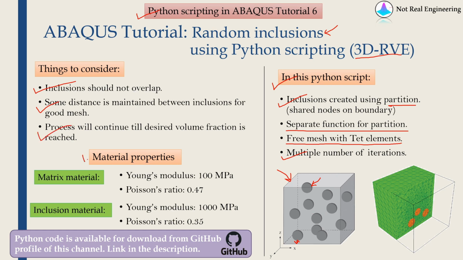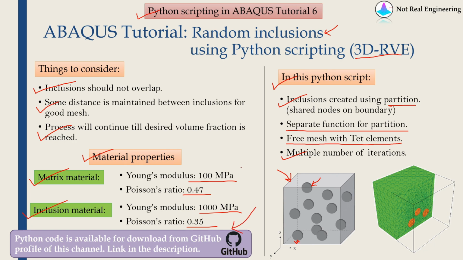I am keeping very simple material models for this problem because that is not the aim of this video. For matrix material, I am using elastic model with Young's modulus as 100 MPa and Poisson's ratio 0.47. And for inclusions, I am using Young's modulus as 1000 MPa, which means inclusions are much stiffer than matrix and Poisson's ratio is 0.35.